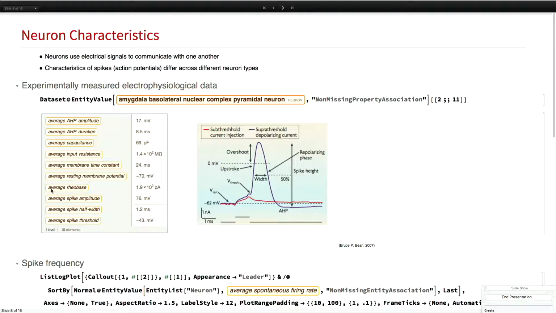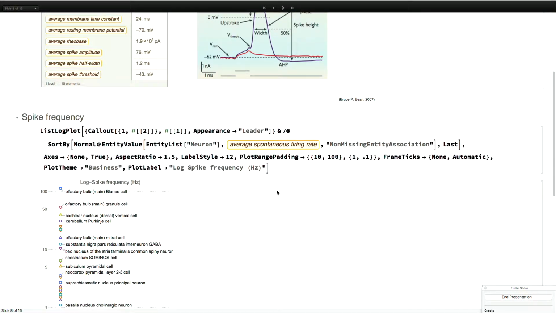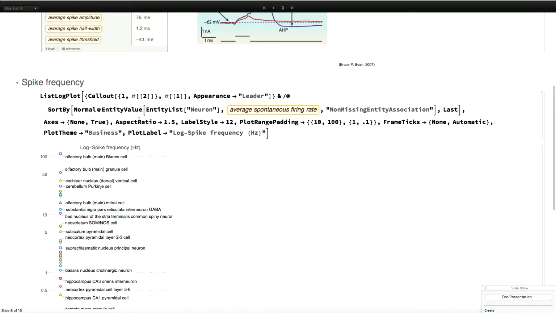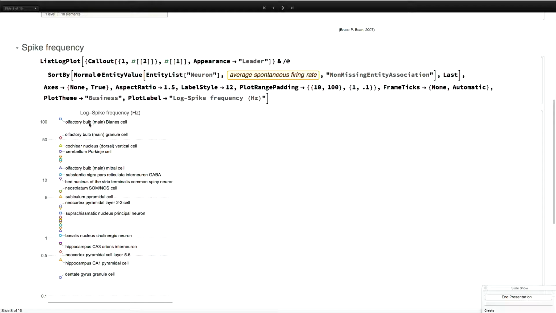And we have some properties to describe the electrophysiological characteristics of those spiking activities, or action potentials. Some important characteristics are amplitude, width, or threshold of the spikes. And we can take a look at the spike frequency of various types of neurons. And we can see how some neurons are fast firing versus some that are slow in firing. And these variations define the processing ability of the network.